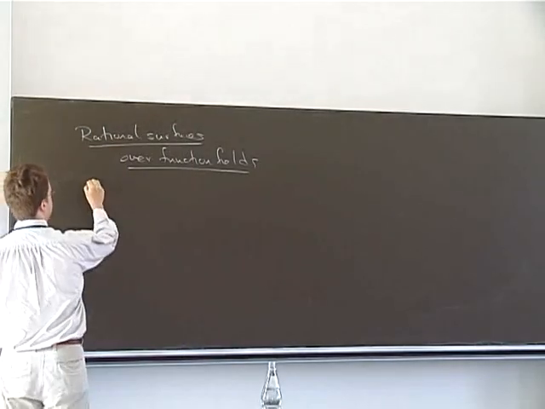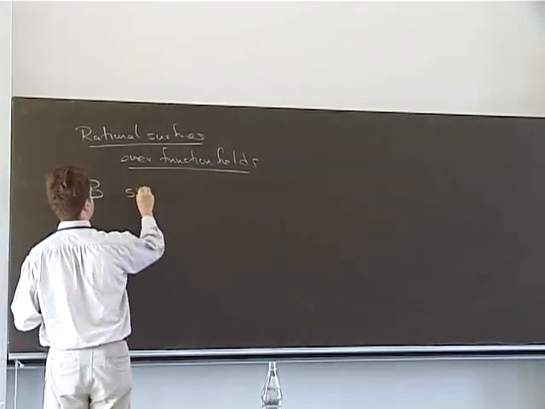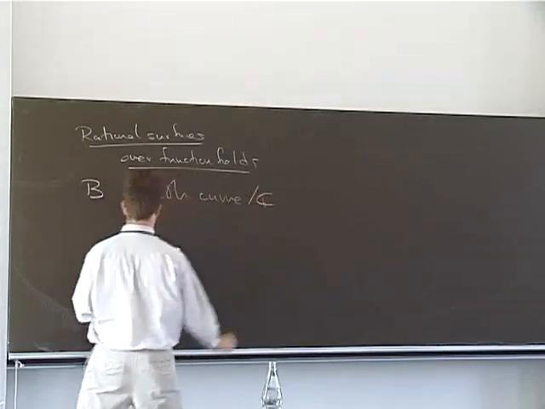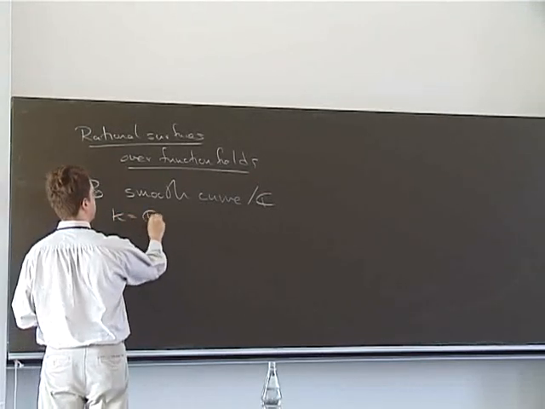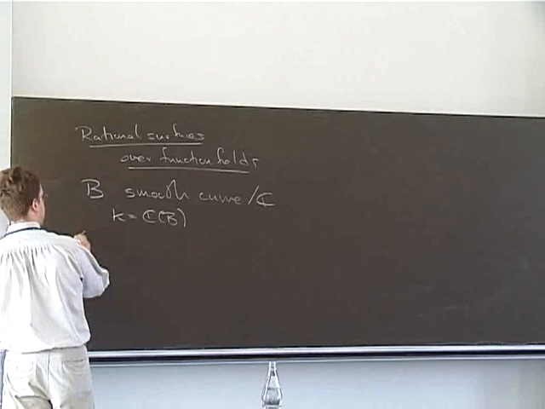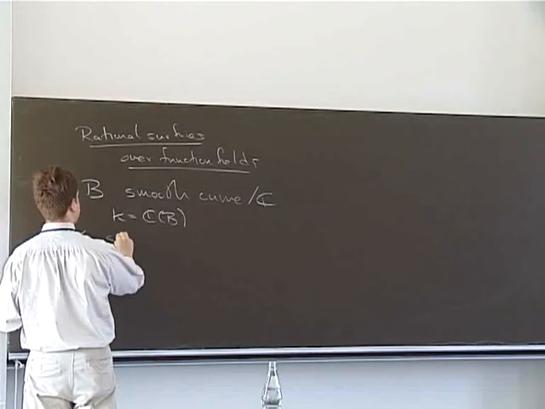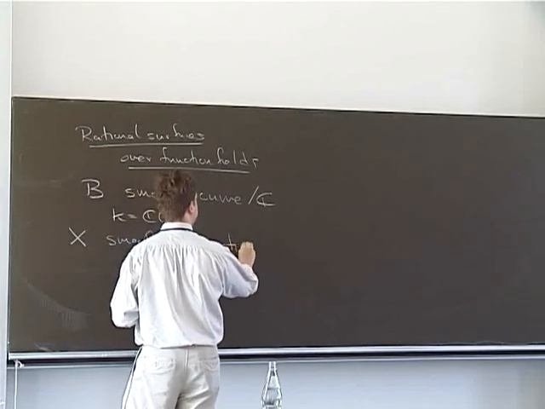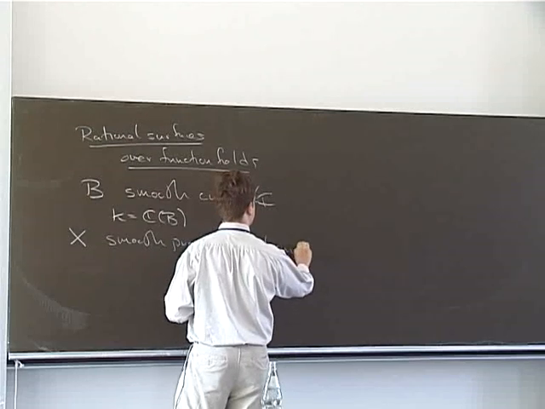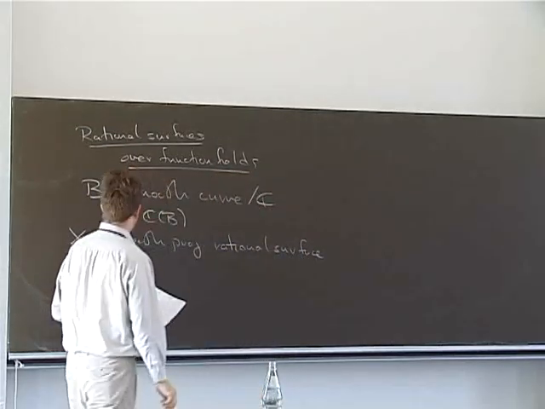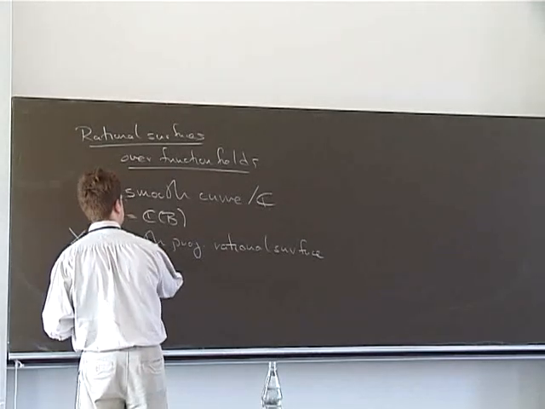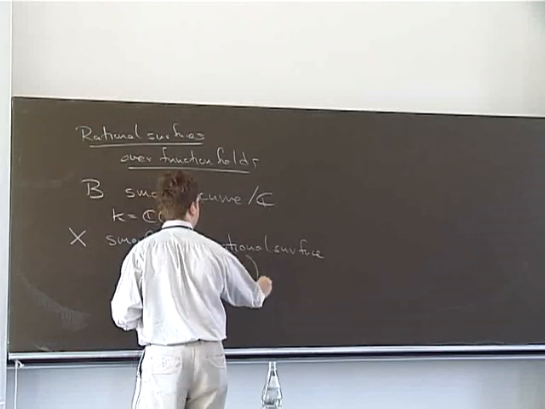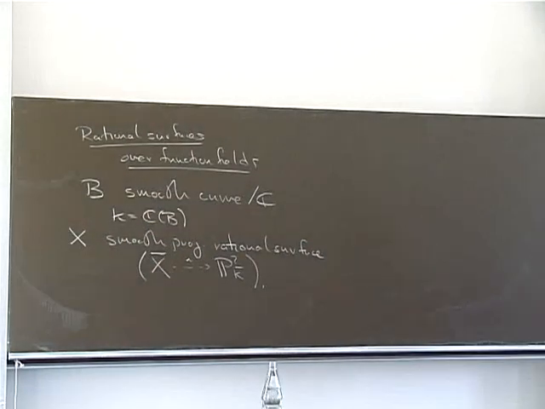So let me recall the basic setup. We're going to fix a smooth curve over C with function field K, and I want X to be a smooth, projective, rational surface. By rational, let me just remind you that this means that over the algebraic closure, the surface is birational to P^2_K. It doesn't mean that it's rational over the ground field.